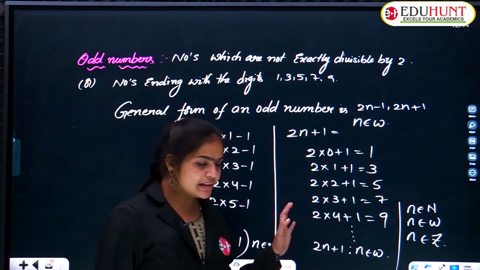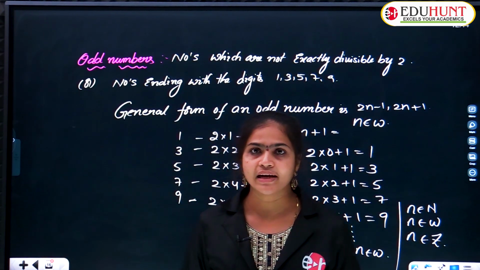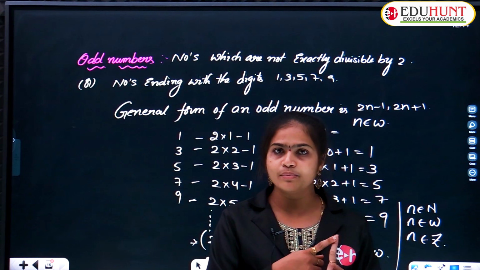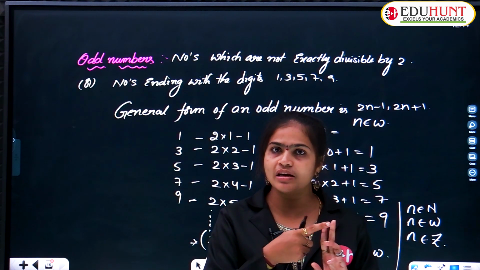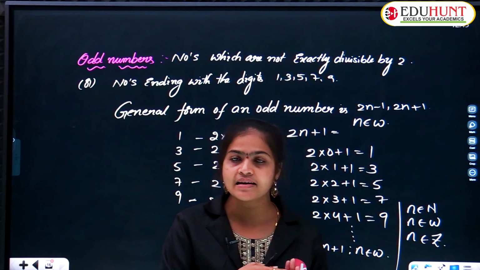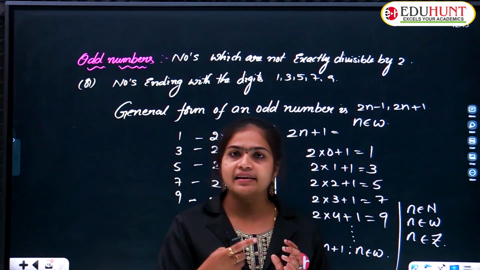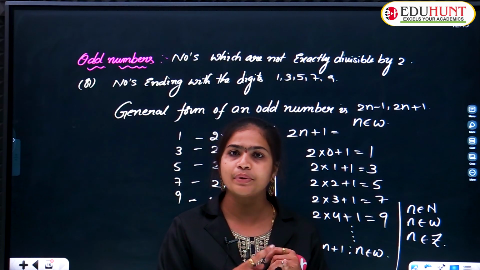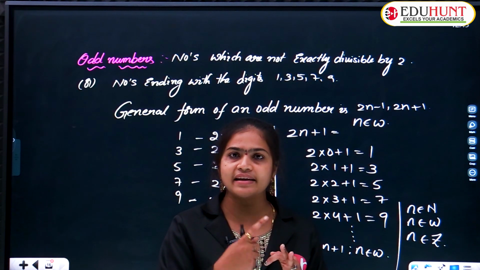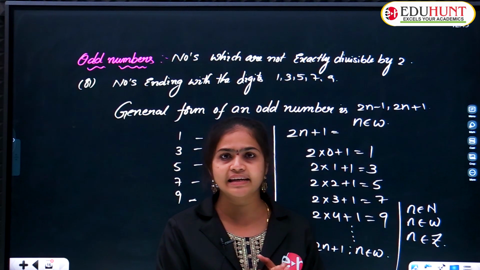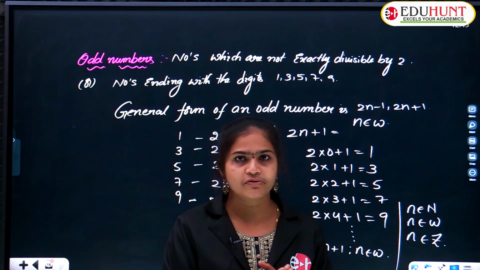Okay? Children, in this video we learned concept 1, that is, up to odd numbers we discussed, right? Types of numbers we learned, and in the same way natural numbers, whole numbers, integers we discussed. Along with that we discussed even numbers and odd numbers. In the next video we will continue with prime numbers, composite numbers, and co-primes, and after that we will discuss real numbers. After that concept 1 will be completed.